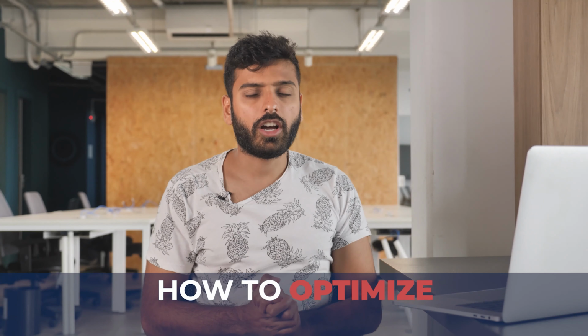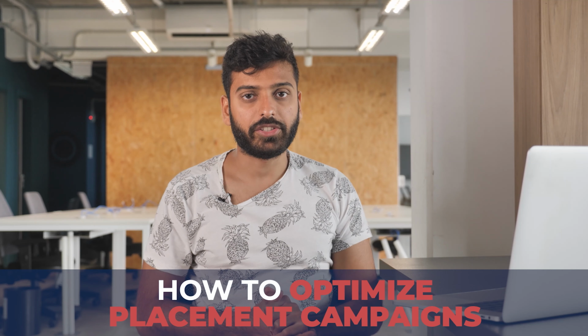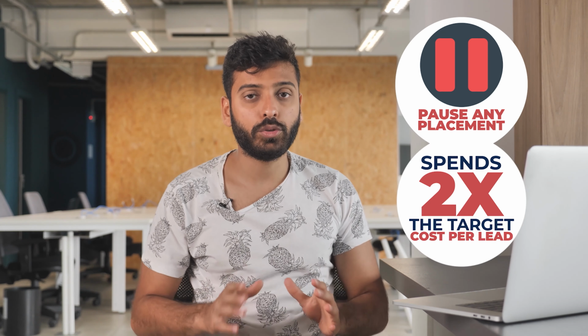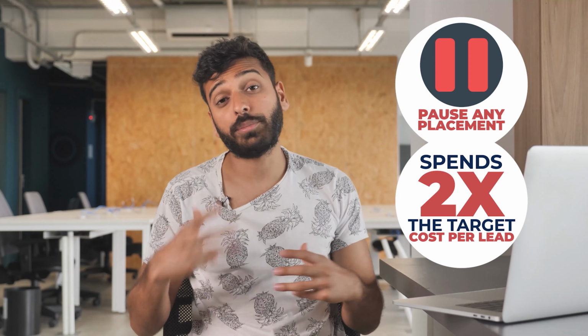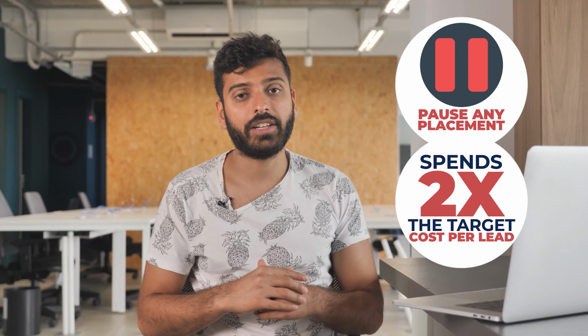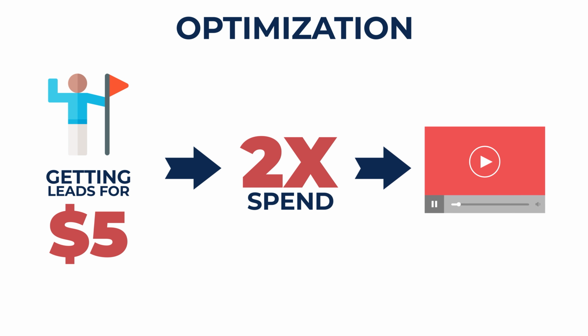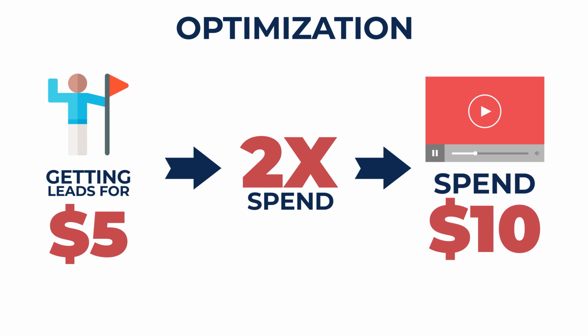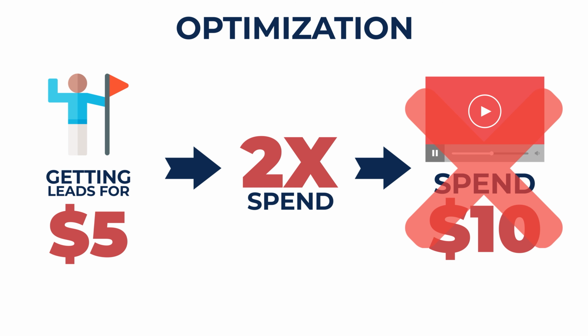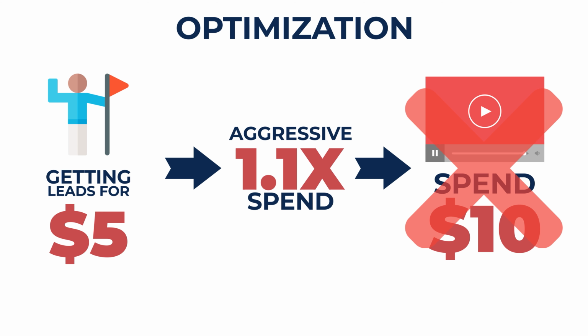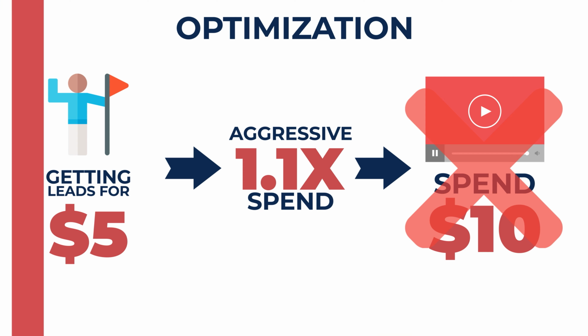All right, so let's quickly talk about how you can optimize placement campaigns. The way I like to do this is I'll pause any placements that spend 2x the target cost per lead or cost per sale that I'm trying to get without any sales. So if I'm trying to get leads for $5, and there's a certain placement URL or video that I've spent $10 on and haven't gotten a lead, then I'll shut that down. That's an easy way to do it. If you want to be really aggressive, instead of 2x, you can make it 1.1x or 1.2x, which would allow you to optimize much faster.